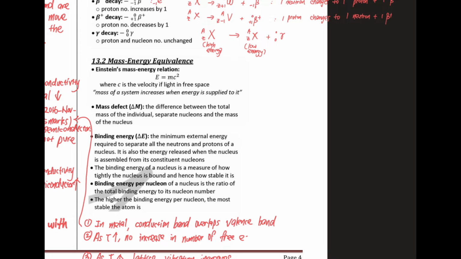13.2, mass energy equivalence. So first we have Einstein mass energy relation. E equal to mc square.